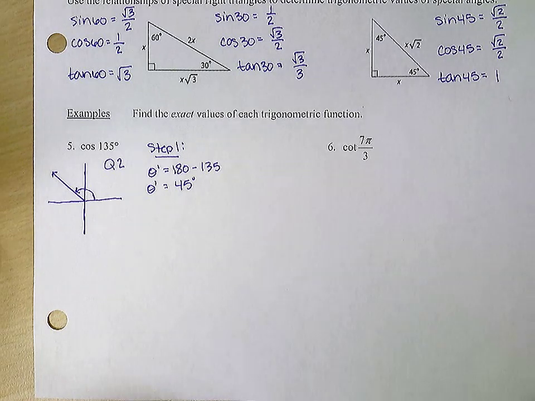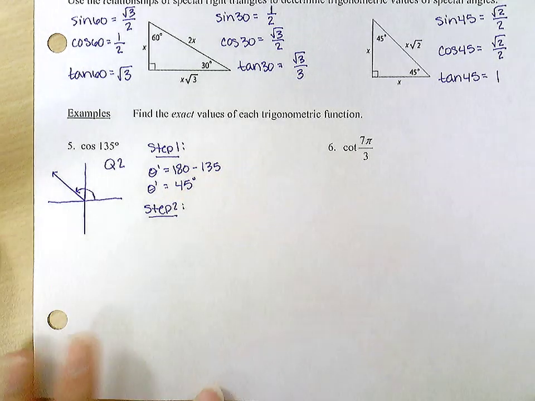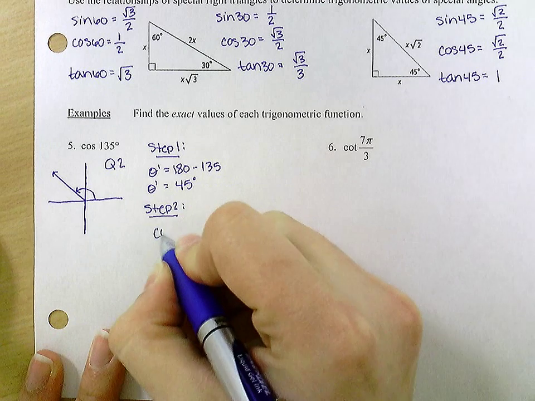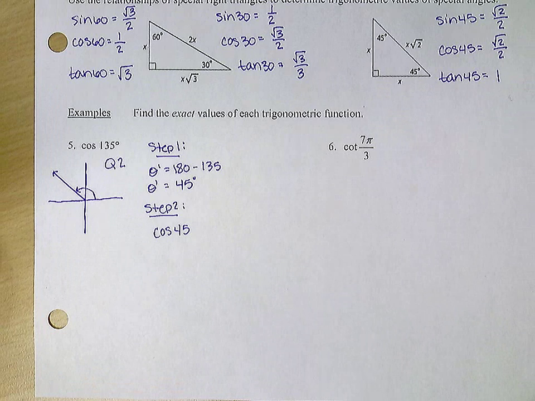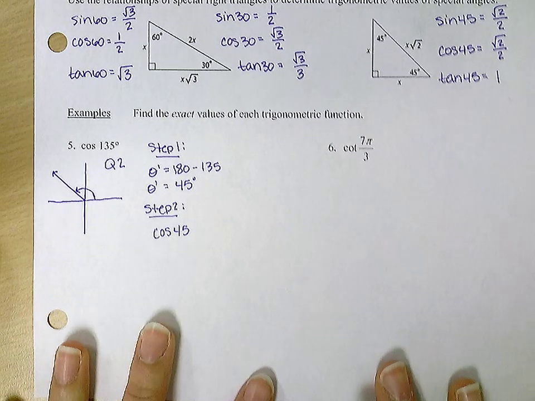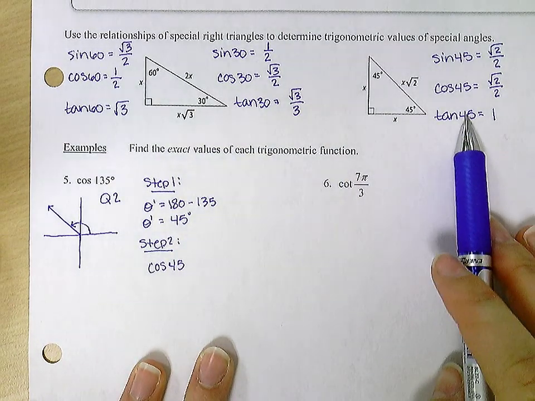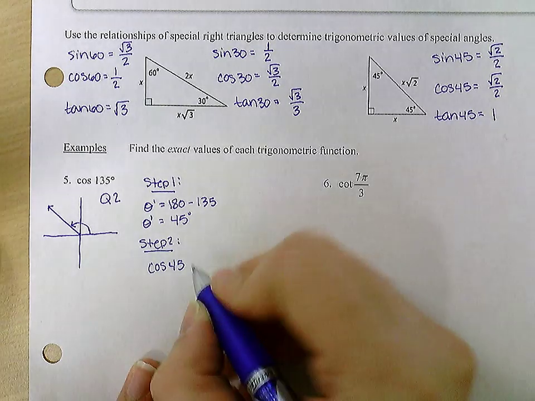So now, step 2 is to evaluate the trig function for theta prime. Instead of cosine of 135, I want to find cosine of theta prime, which is 45. Cosine of 45, if I look up what I wrote here, my 45s are over here. Cosine of 45 is square root of 2 over 2.